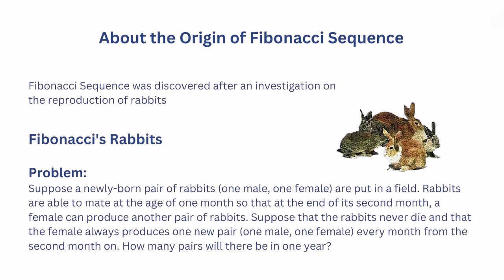Suppose a newly born pair of rabbits, one male, one female, are put in a field. Rabbits are able to mate at the age of 1 month, so that at the end of its second month, a female can produce another pair of rabbits. Suppose that the rabbits never die and that the female always produces one new pair, one male, one female, every month from the second month on. How many pairs will there be in 1 year?